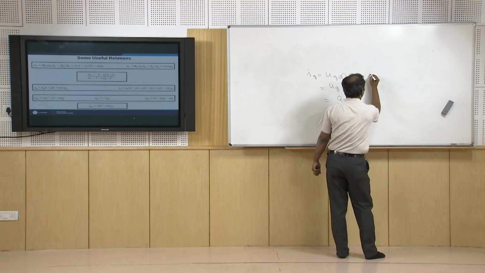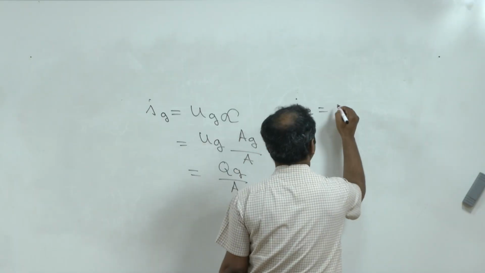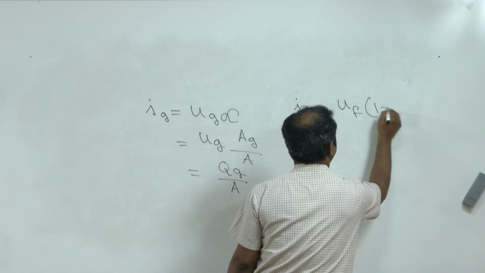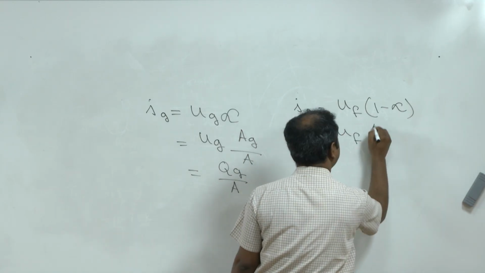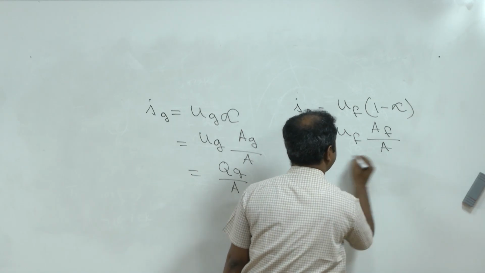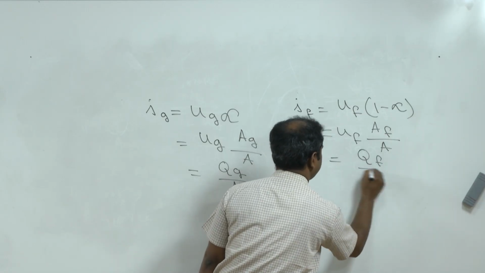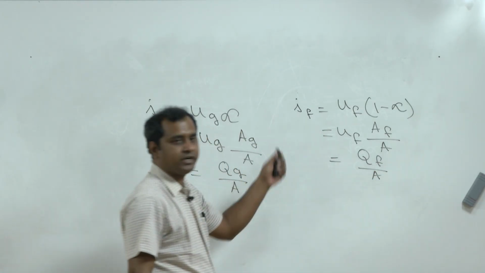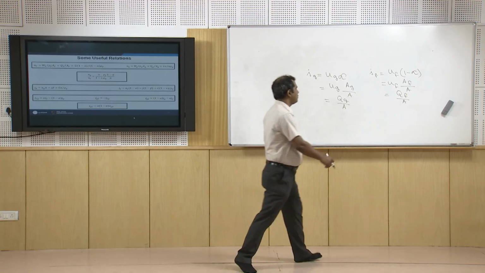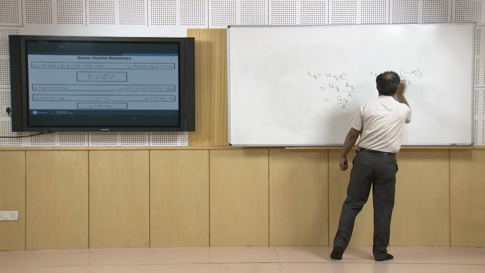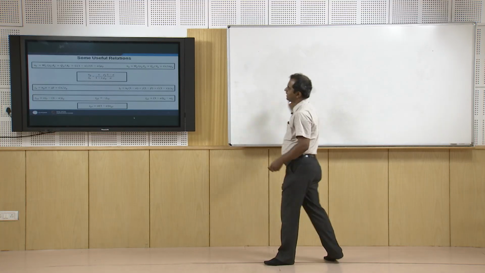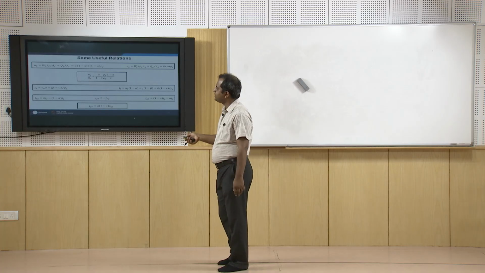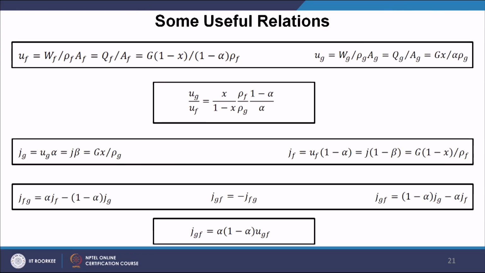In a similar fashion, we can prove the terminologies involving Jf. So, Jf will be Uf into 1 minus alpha, and 1 minus alpha can be written as Af by A. So, you find this is Qf by A, which is nothing but the definition of Jf. After proving all this, let us see two important relationships. Over here we can write Jfg is equal to alpha into Jf minus 1 minus alpha into Jg. Let us try to prove this.